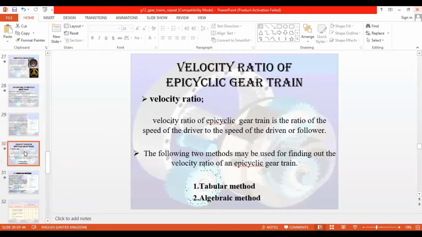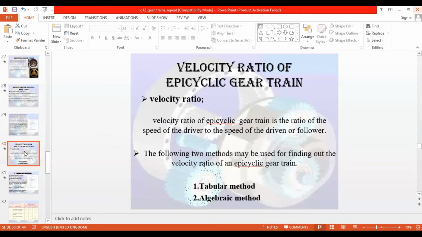Velocity ratio of an epicyclic gear train, right? Velocity ratio of an epicyclic gear train is the ratio of the speed of the driver to the speed of the driven or follower. So as with all the other gears, this velocity ratio is simple: speed of the driver to the speed of the driven, right? That's all simple. In order to find this velocity ratio in epicyclic gear trains, we'll use two methods, right? One is called the tabular method and the other is called the algebraic method.